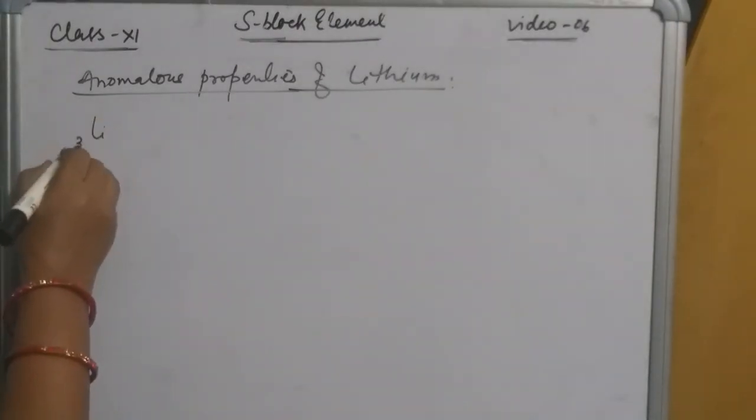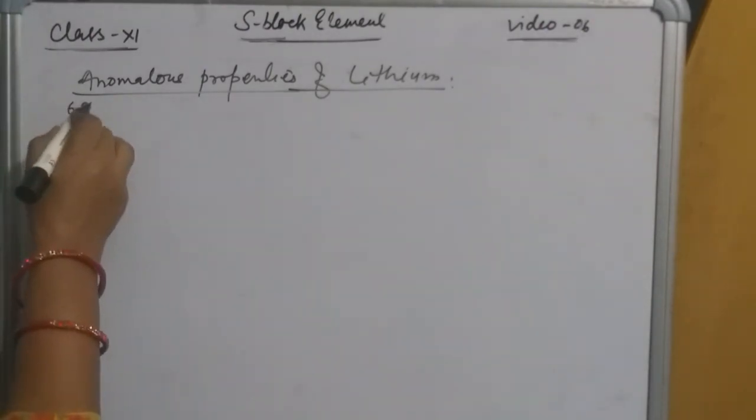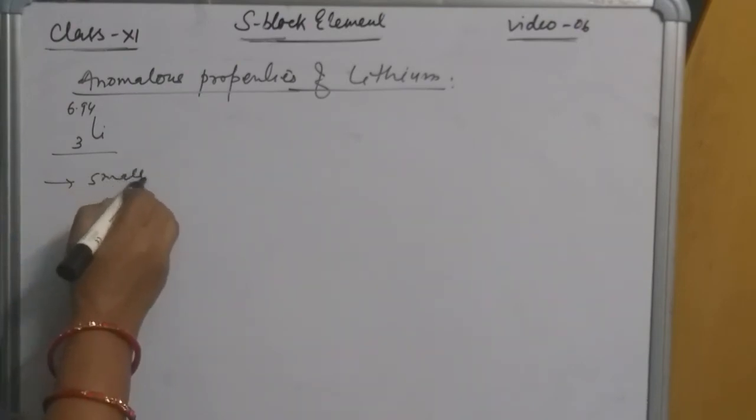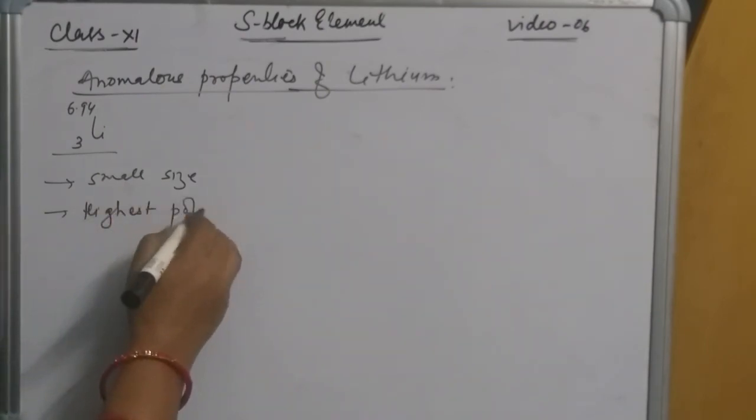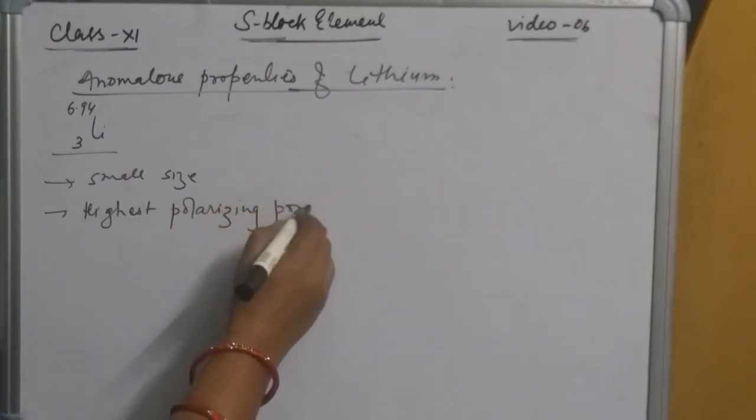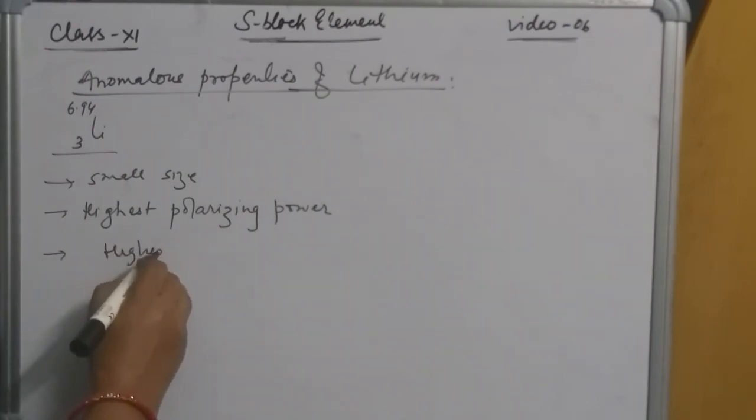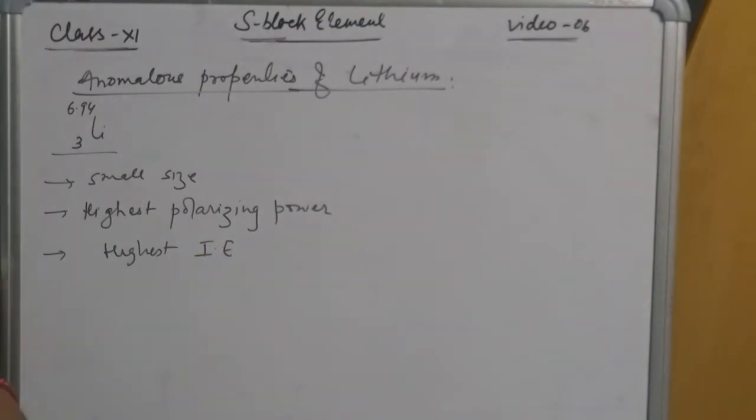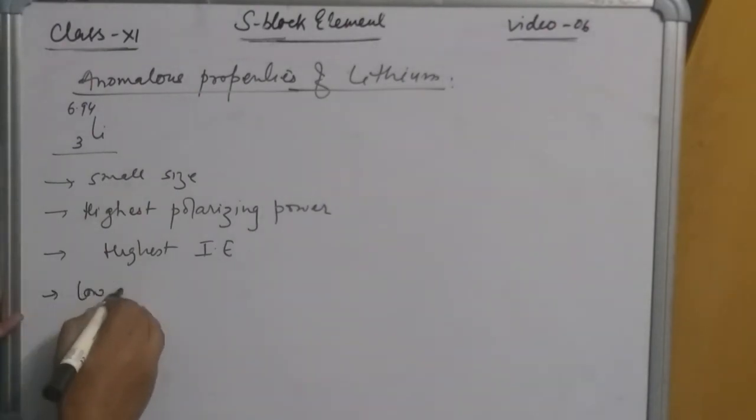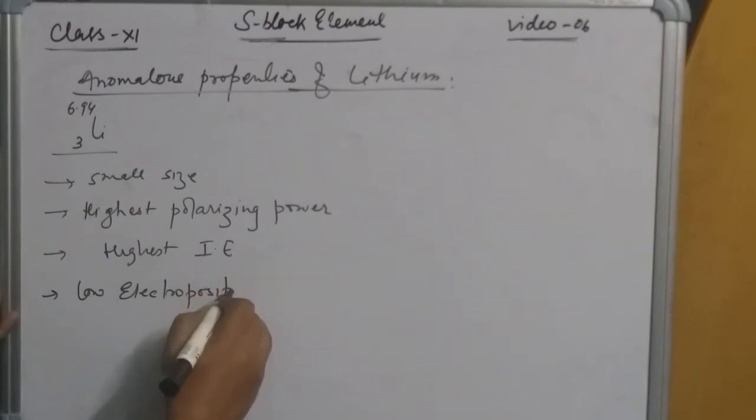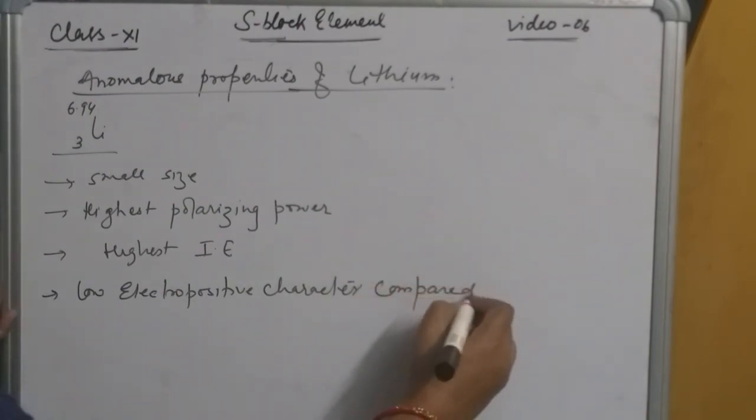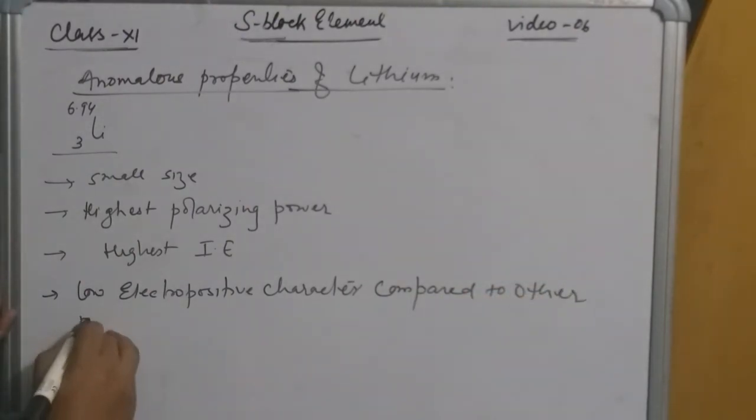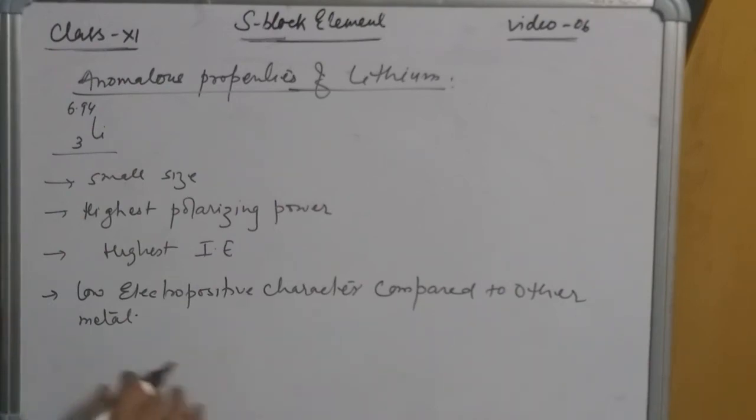Lithium has atomic number 3 and mass number 6.94. The first fact is its small size, highest polarizing power, highest ionization enthalpy, and low electropositive character compared to other members of this group, other metals. So these are the points of difference of lithium with other alkali metals.